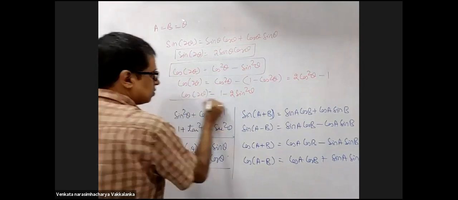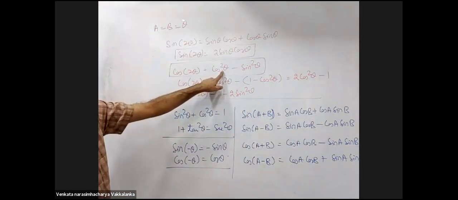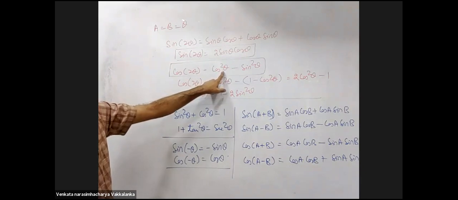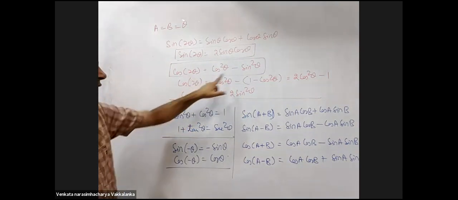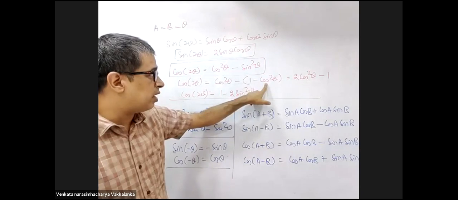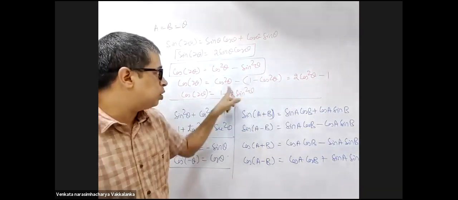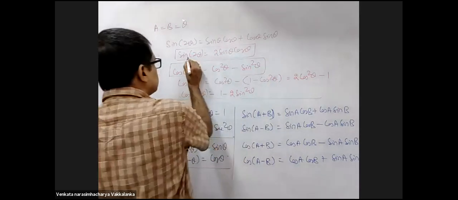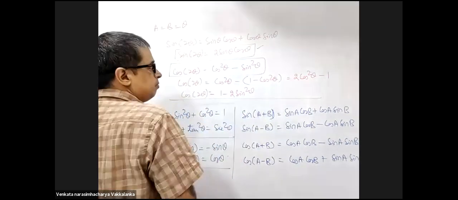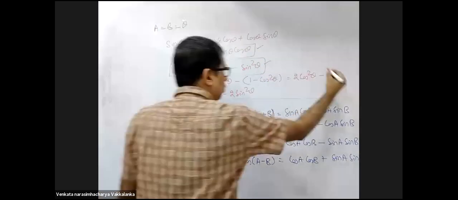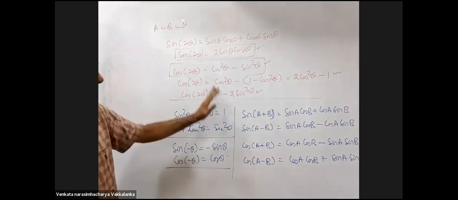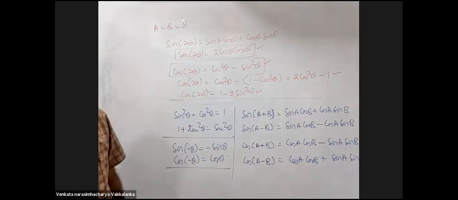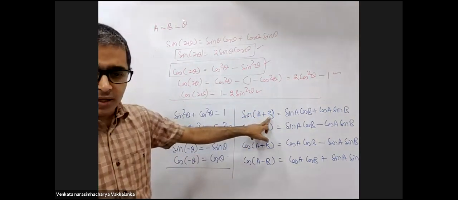How did you get this? Cos square theta is substituted as 1 minus sin square theta, I'll get 1 minus 2 sin square theta. Sin square theta is substituted as 1 minus cos square theta, I get 2 cos square theta minus 1. For sin 2 theta, I have only one formula. For cos 2 theta, you have 1, 2, and 3. It is nothing but playing with the same variables this way and that way. Whole of that can be got if you remember these identities. Just put A equal to B equal to theta.